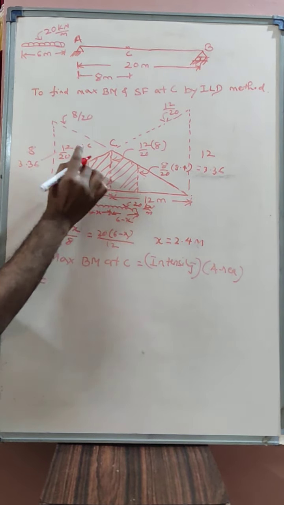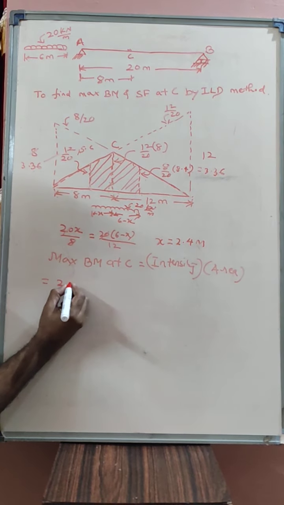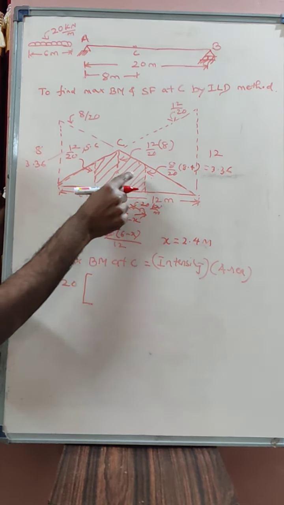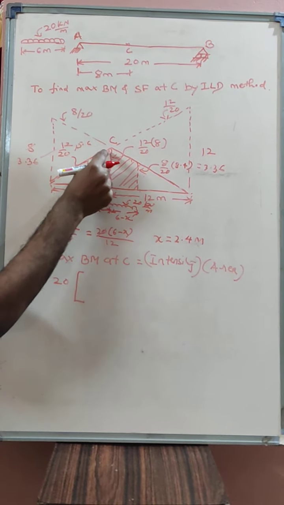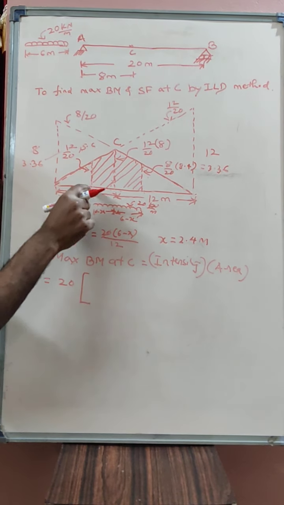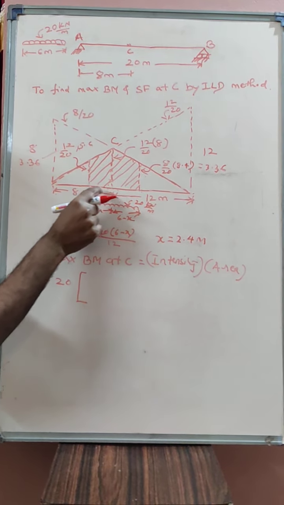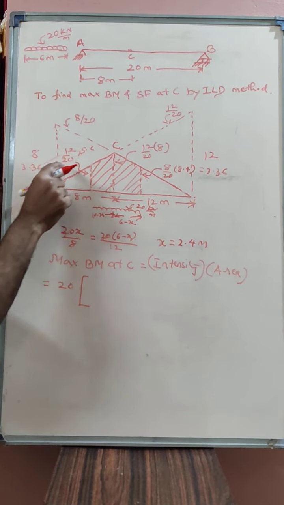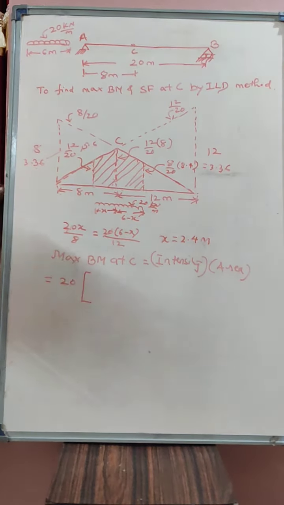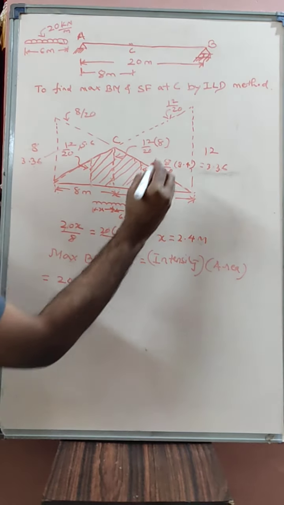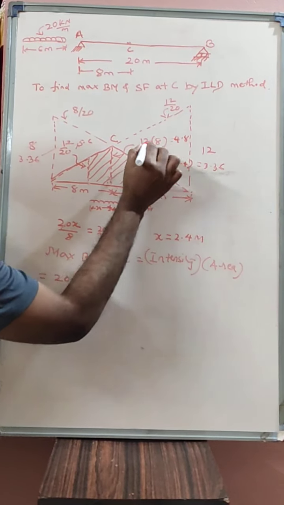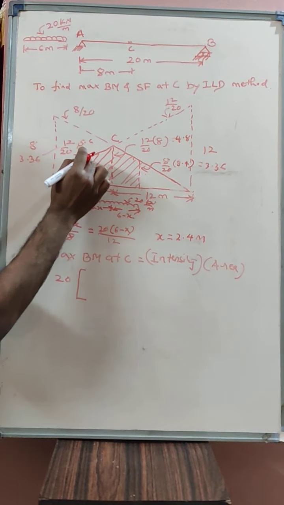Now we will use the formula. Intensity of the load is 20 into the area of the trapeziums, this area and this area. So first let us find out this left area. What is the area of the trapezium formula? Sum of the parallel sides divided by 2 into the distance between the parallel sides. What is the sum of the parallel sides? This is 3.36 and this is 12 by 20 into 8, which is 4.8. You can do the calculation.